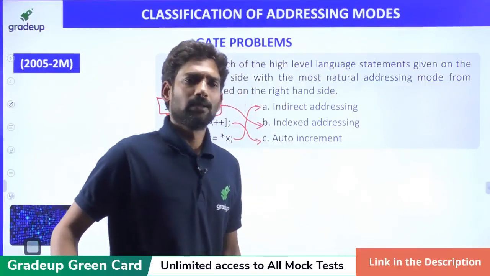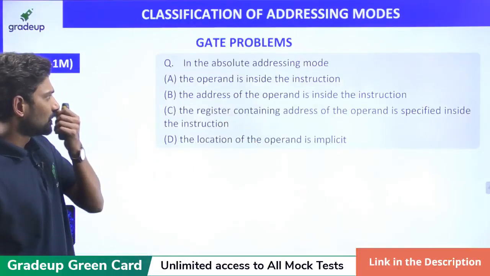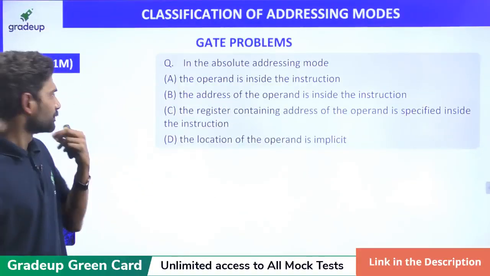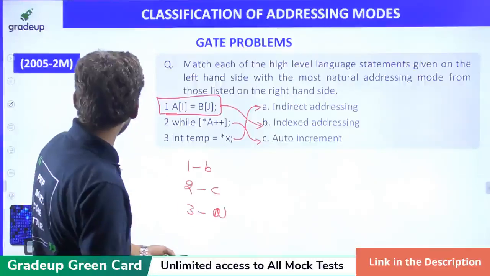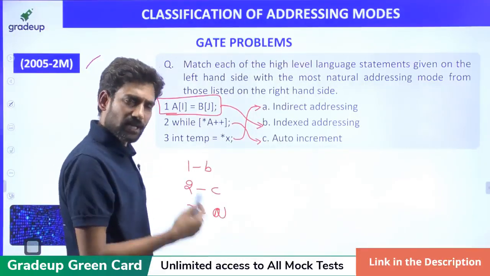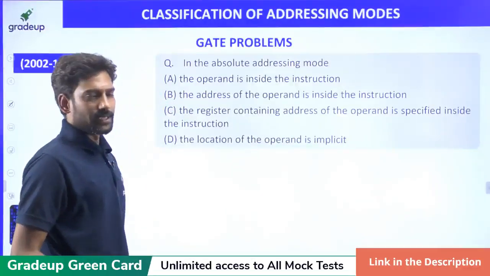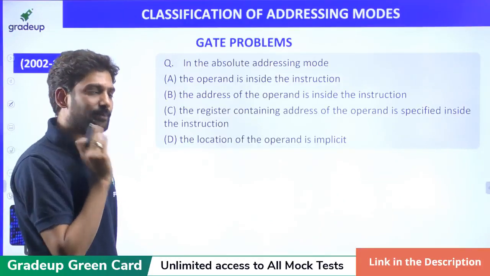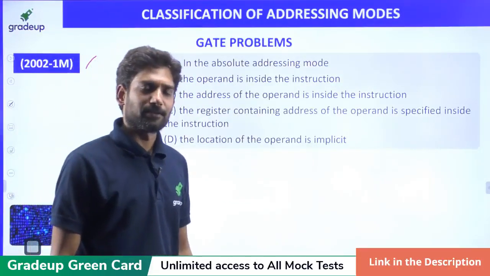Good, good, good guys, keep going. Next question. In the absolute addressing mode, this is a 2002 GATE question guys, and the earlier one is a 2005 GATE question. So these are all previous GATE questions only. Current question: in the absolute addressing mode, read the options and tell me the correct answer, please, quickly.